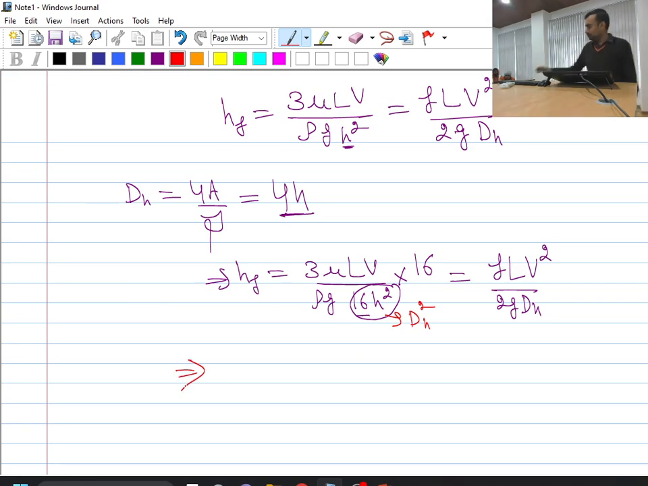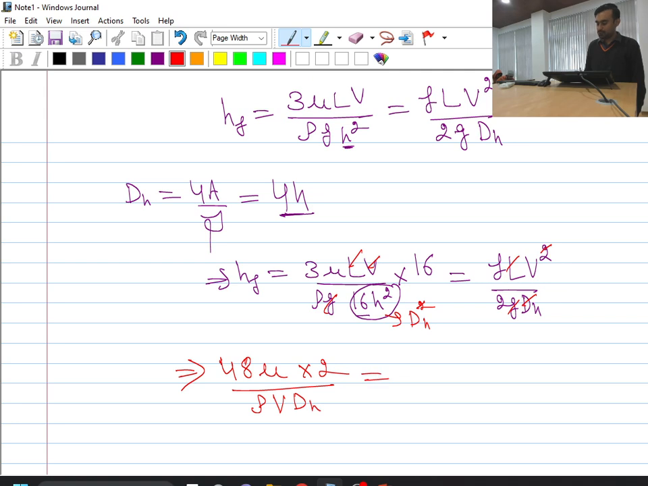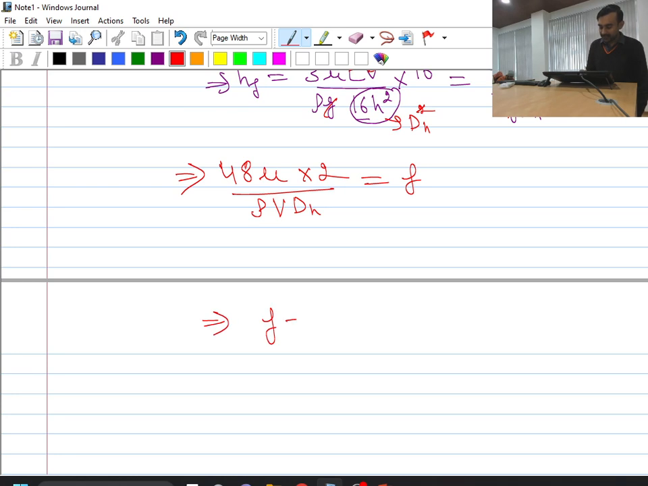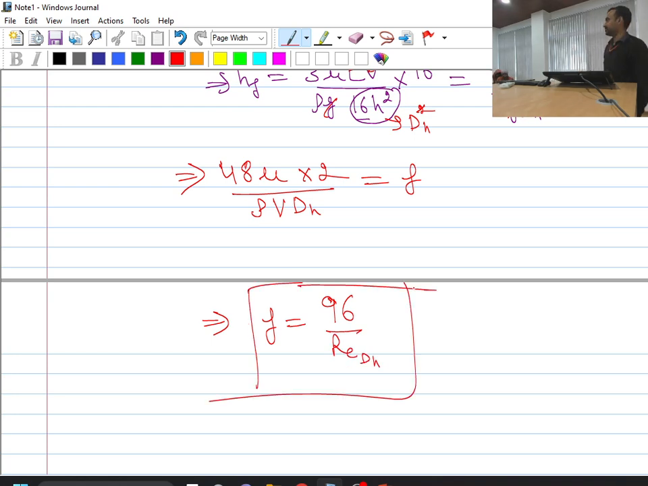Now what I need to do, at this 16 into 3, it will become 48 mu. This length is cancelling out, one velocity is cancelling out there, G is cancelling, 48 mu into 2 I will be getting over here. This dH has cancelled with this. So 48 mu into 2 divided by rho V into dH equal to F. Okay. So from here what I will be getting, that F is equal to nothing but 96 by Reynolds number if it is calculated based on hydraulic diameter.